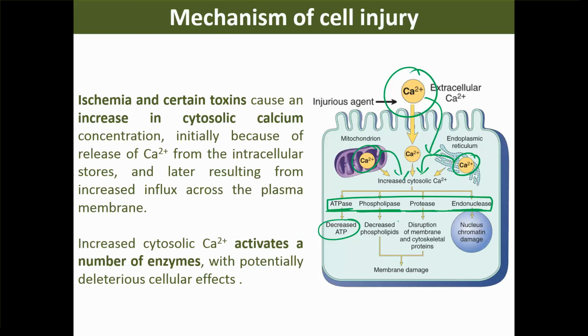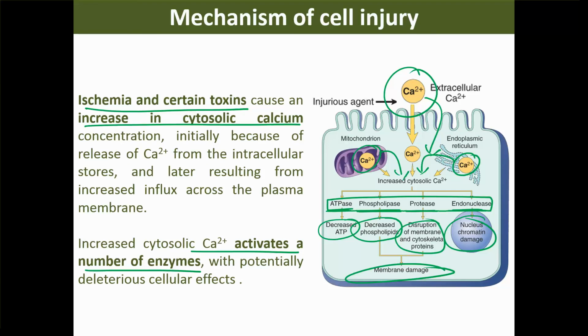ATPase will degrade the ATP, phospholipase will degrade the phospholipid, protease will degrade the cytoskeleton, and endonuclease will degrade the nucleus. Then they completely end up with severe membrane damage, and they will go for necrosis. So calcium activates the enzymes, and ischemia and toxin cause increased cytoplasmic calcium, which is very dangerous.